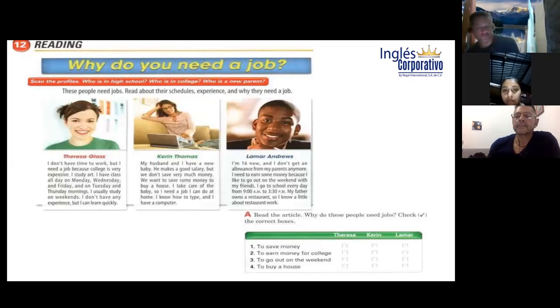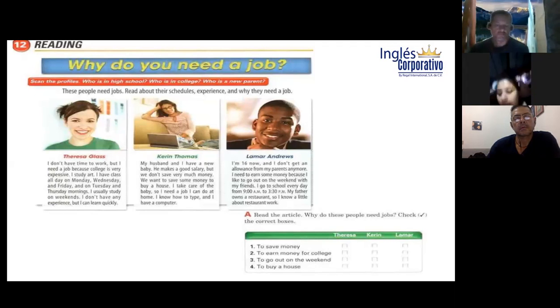So one of the goals for Karen is to save money. And also we have Lamar Andrews. I'm 16 now and I don't get an allowance. In Spanish, allowance for us is una mesada. Una mesada es como que tus padres te dan dinero para que tú lo gastes en lo que tú quieras. So that is what we call allowance.